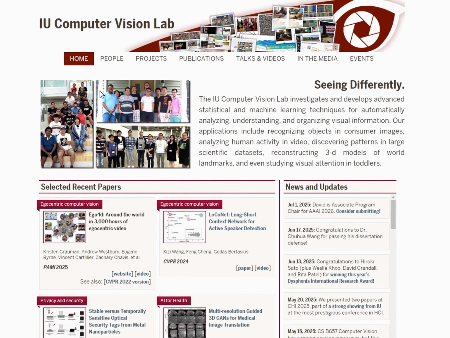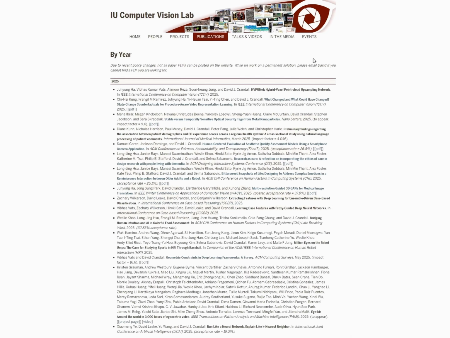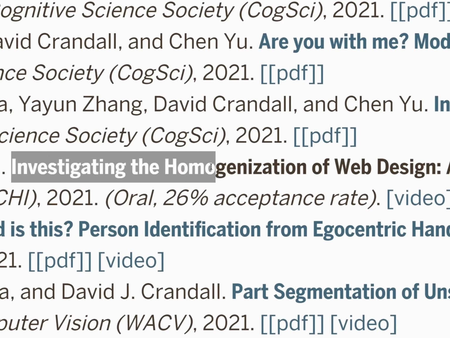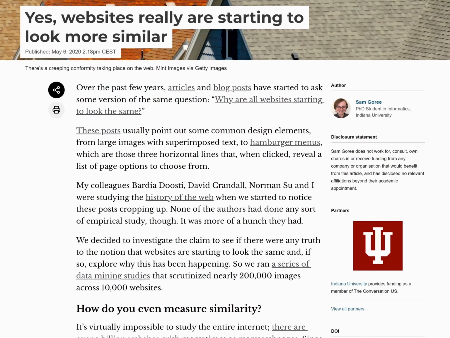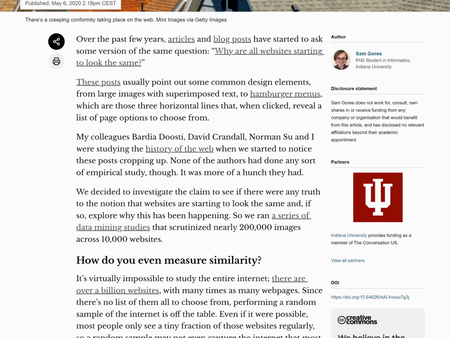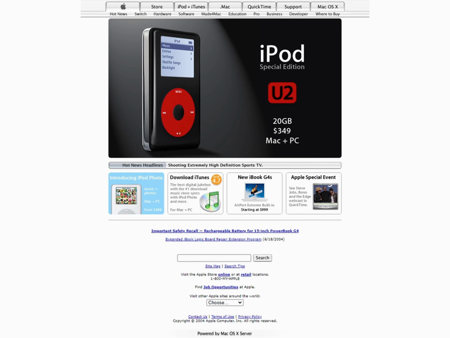So when I started having this idea that UIs were getting more and more similar, I tried to find some scientific research about it, and I found the IU Computer Vision Lab here, which has done a lot of research on how much web design has changed, and by using computer vision, they were able to compare different websites at different points in time, and then compare all of them together.